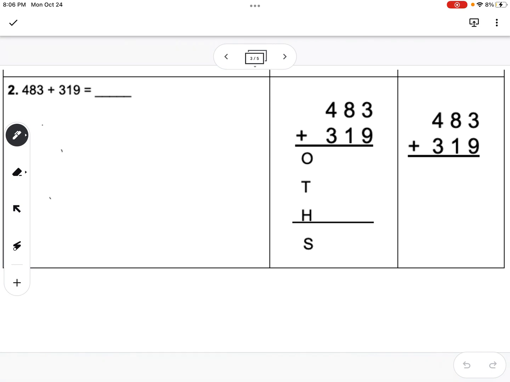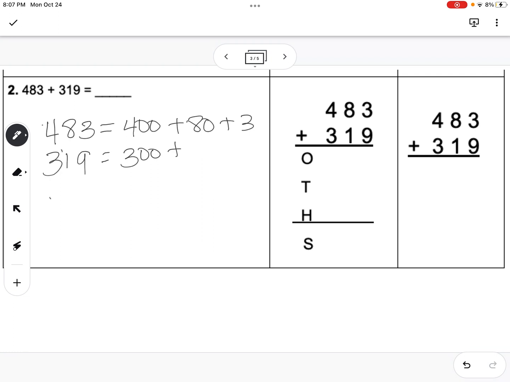We have 483 plus 319. So again, starting with our horizontal, I'm going to write it out. And then I'm going to do the expanded form. So 400 plus 80 plus 3. 319 would be 300 plus 10 plus 9. Adding my equal bar, I'm going to add it down.